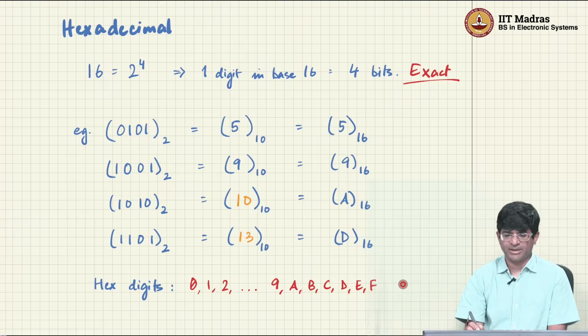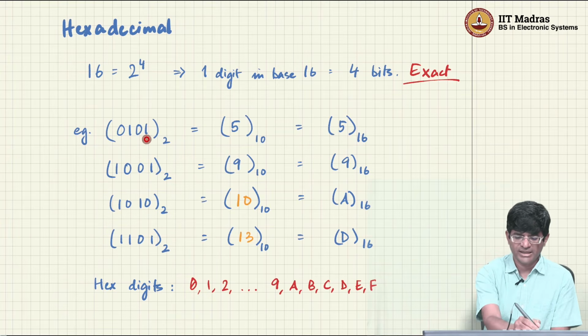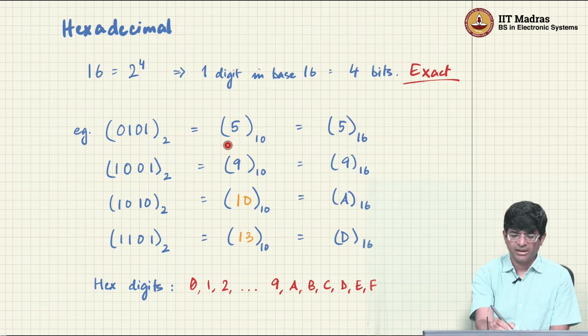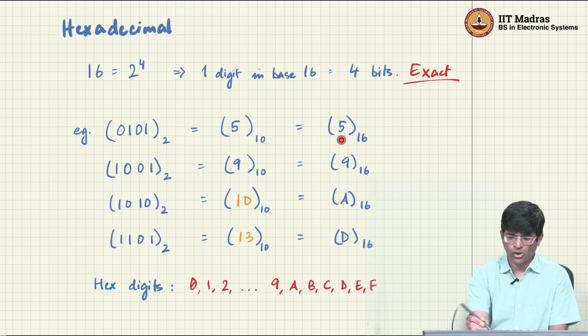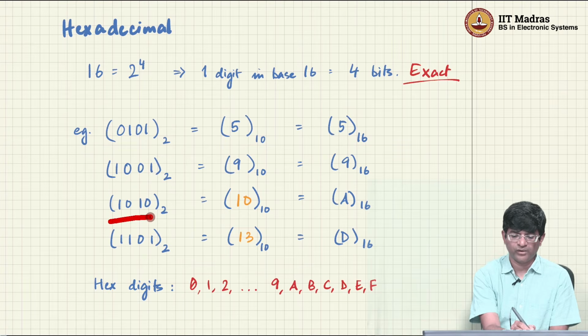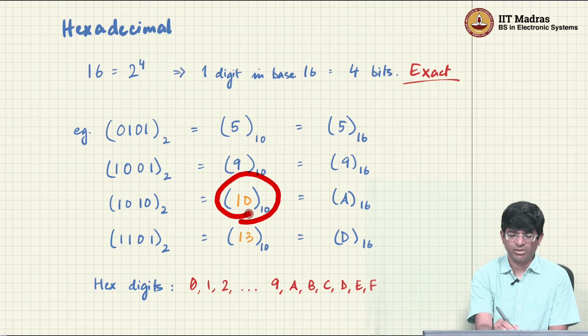So this is an exact representation, and what that in turn means is that, for example, if I have 0, 1, 0, 1 in binary, then I know that it is the number 5 in decimal, it is also the number 5 in hexadecimal, okay. So far so good. What about 1001? That is the number 9 in decimal, also the number 9 in hexadecimal. But the moment I go to 1010, decimal starts getting complicated. I need 2 digits. I have to represent it as 10, right?